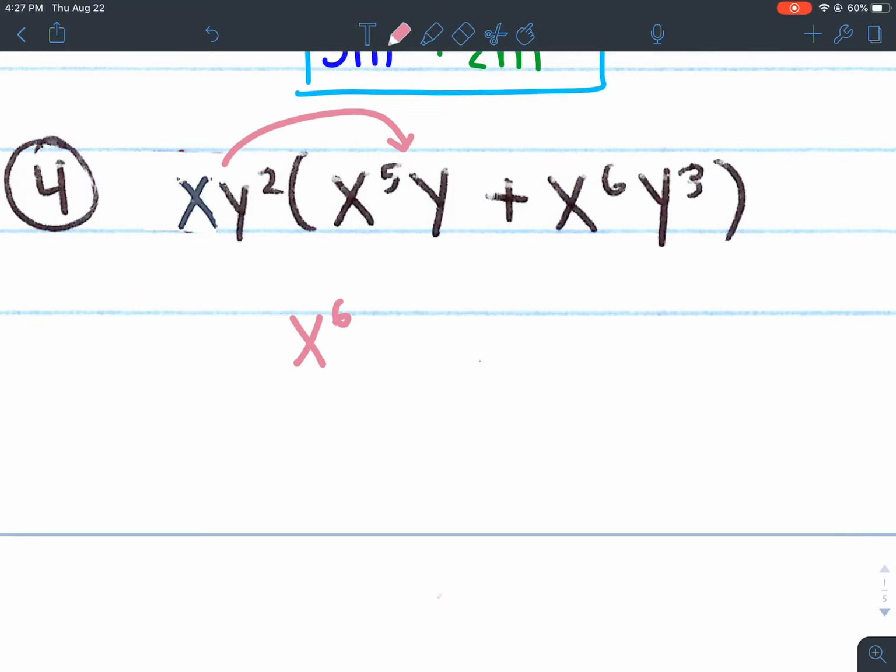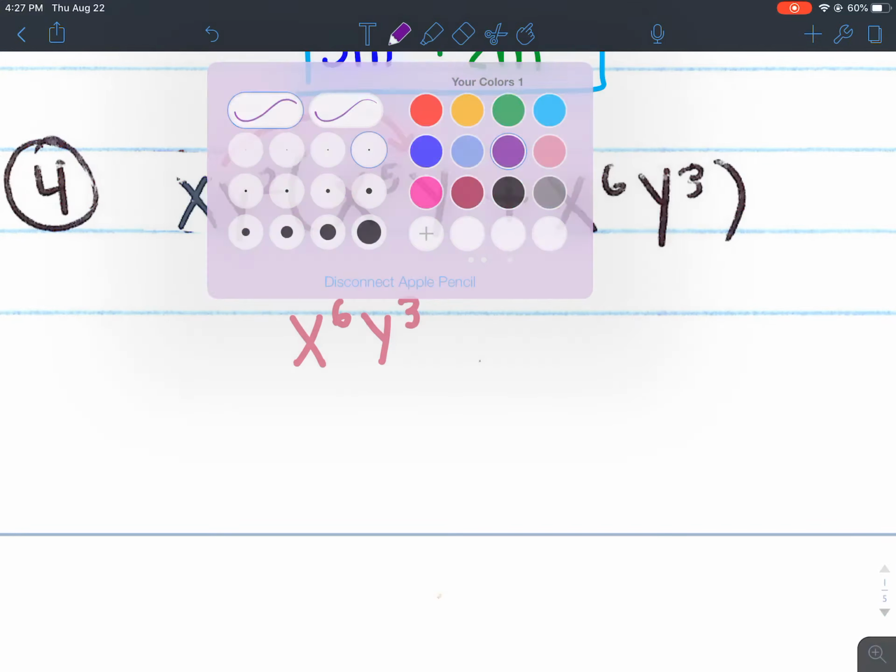And then I have y squared times y, which is going to be y cubed, because I have 3 y's being multiplied together. Y times y times y. And then I have x fifth times x, which is x to the 6th.